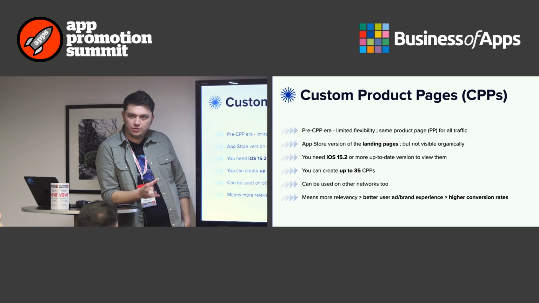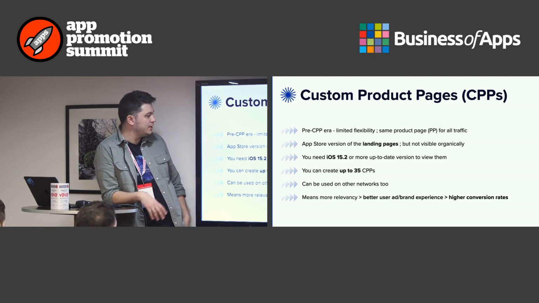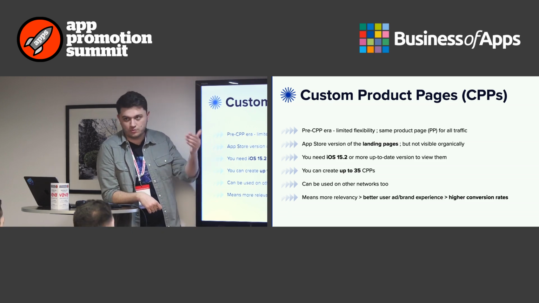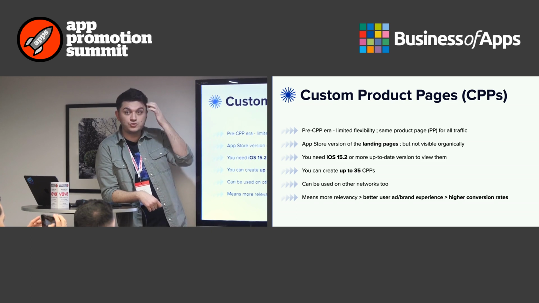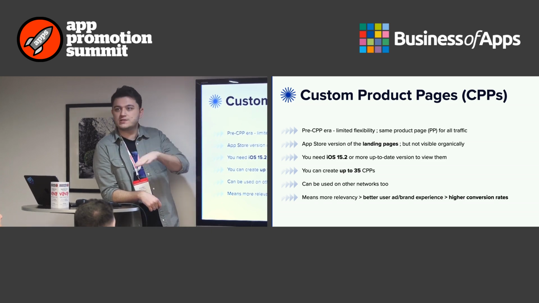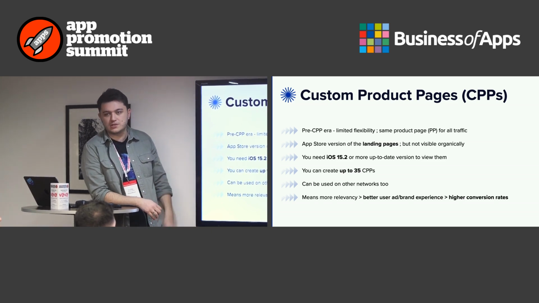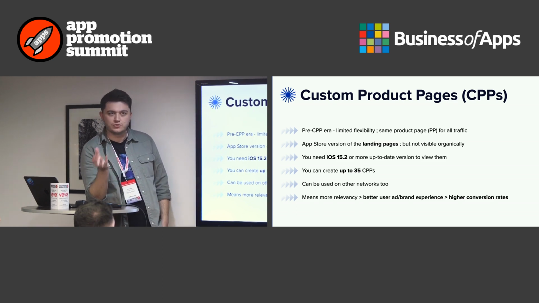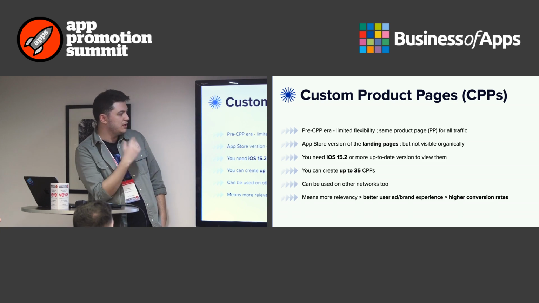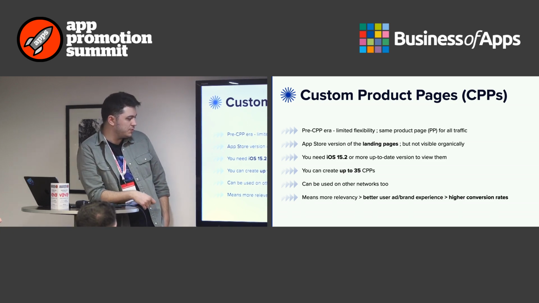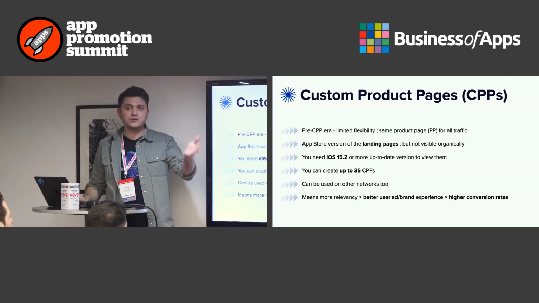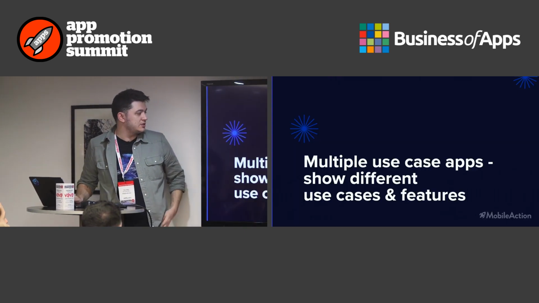So you can have up to 35 different custom product page variants as of today, right? And the user needs to be using iOS 15.2 or a higher version to see the custom product page listing. Otherwise, they're going to see the default product page if it's an older version. But the adoption rate is quite high at this point. So the majority of the users that you're looking for are going to be seeing the custom product page for the most part. And yeah, as I did explain, it helps you increase the relevancy.